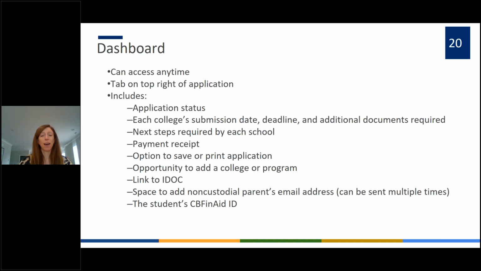This is also where you can add a college or a program. So you can complete the profile. Let's say you list 3 colleges, you submit it, and then you decide a few weeks later, I want to apply to one more school. You can go into your dashboard, add that additional school, and that's where you'll pay that additional fee. This is where you'll also link to IDOC, and I'll talk about IDOC in just a minute. That's that scanning service that I mentioned earlier.